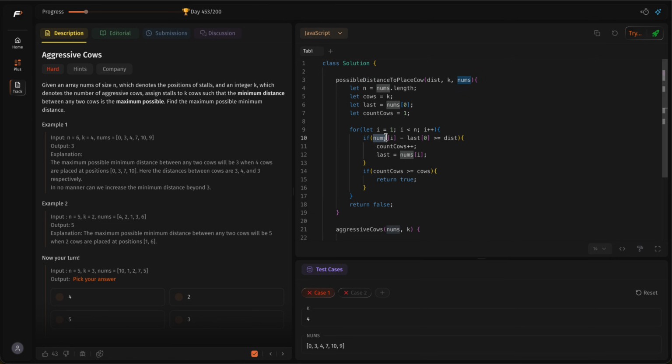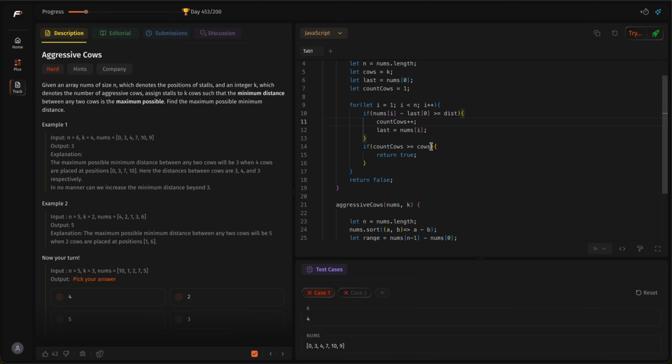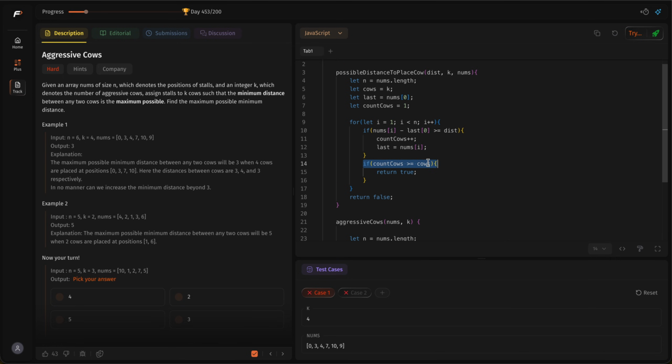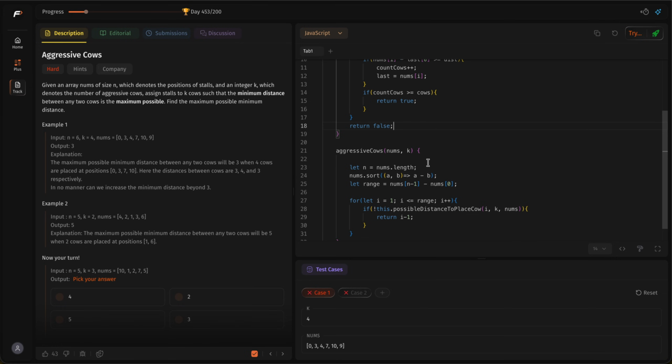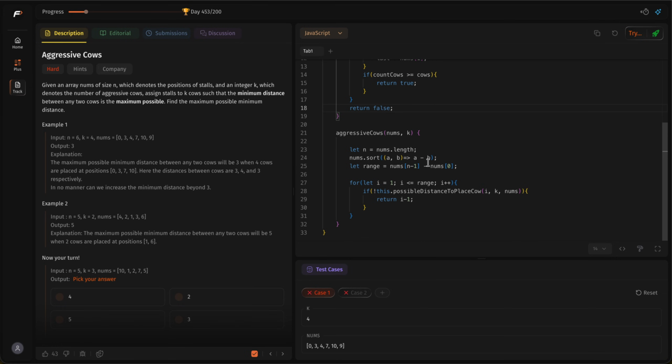So I did nums[i] minus last, if it's greater than or equal to the distance which I am carrying, in that case count plus plus, and update the last one. And if at any point count cows is greater than or equal to cows, return true, otherwise return false. It is good.